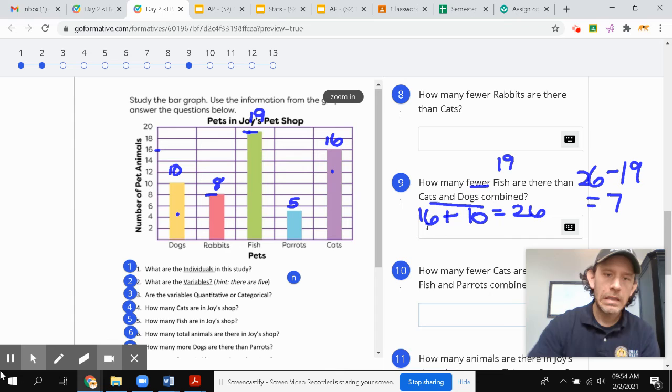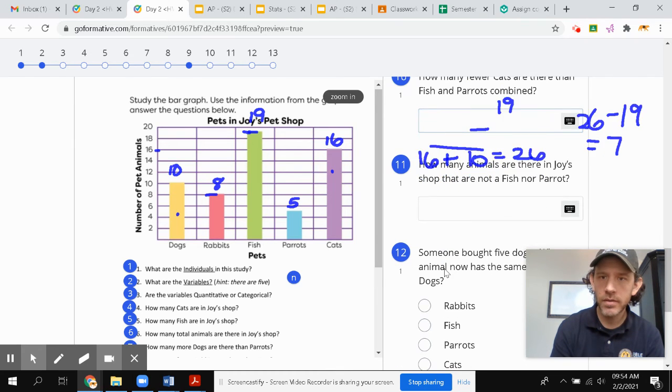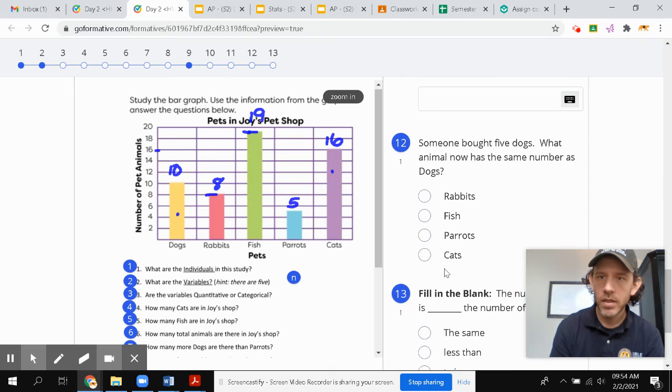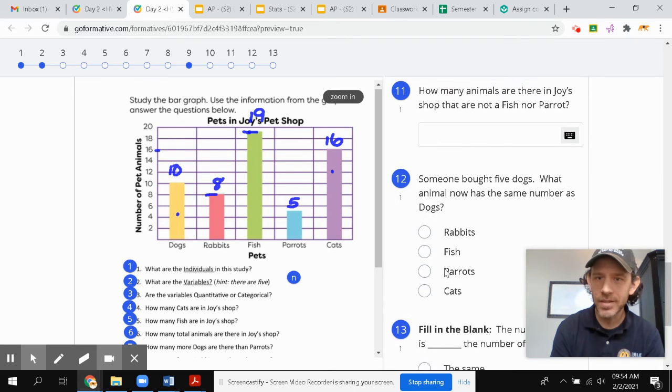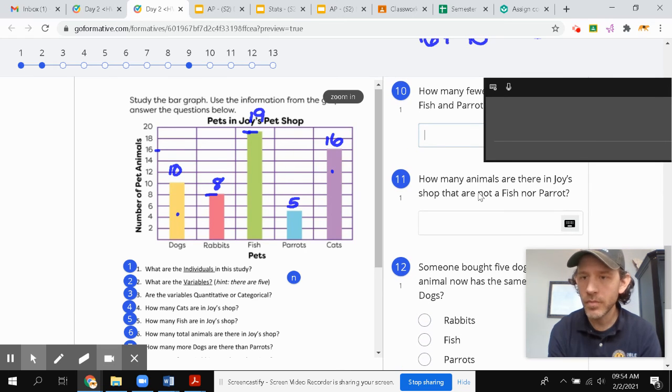Okay? Continue on. Keep looking at these. See what you got. See what the question's asking. If I'm talking about number 12, someone bought 5 dogs. That means that those 5 dogs are taken away. So how many dogs do I have left if I started with 10? Right? And then who also has that number, which other pet? So think about that as you go through, and the answer should check as you answer.